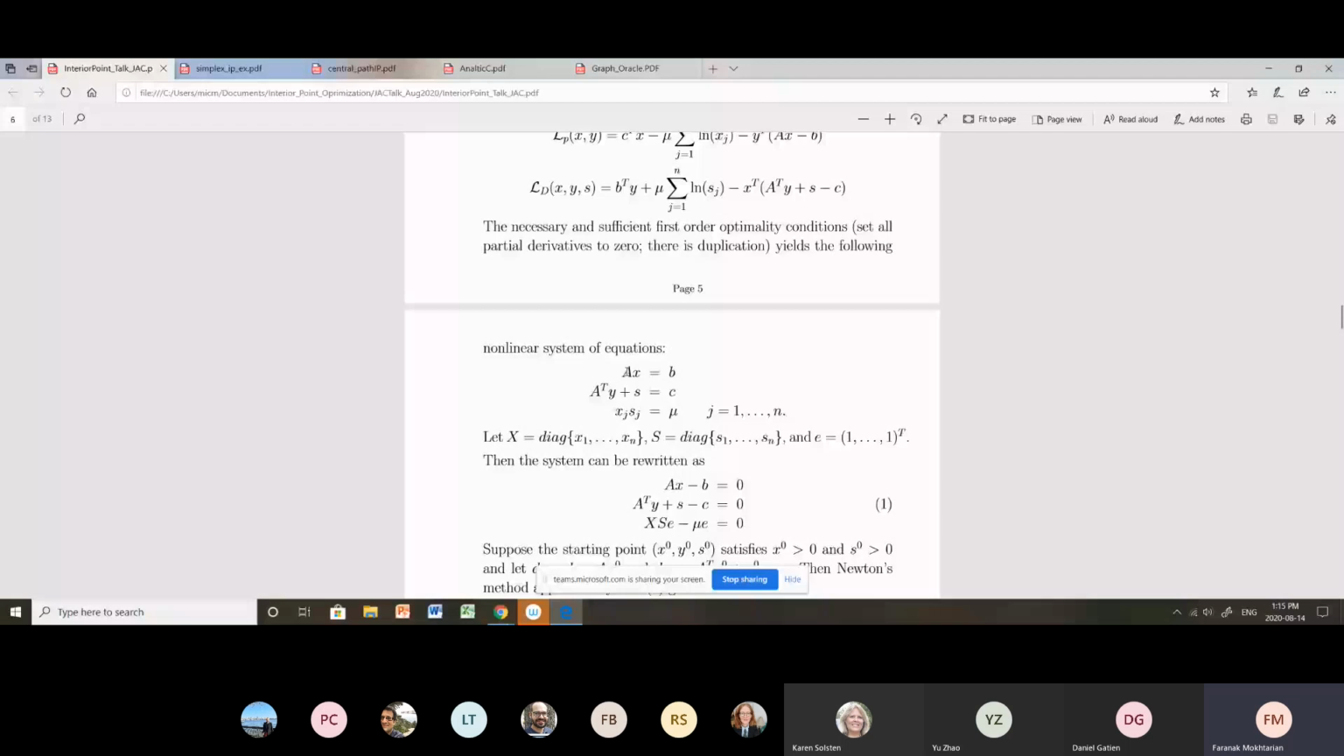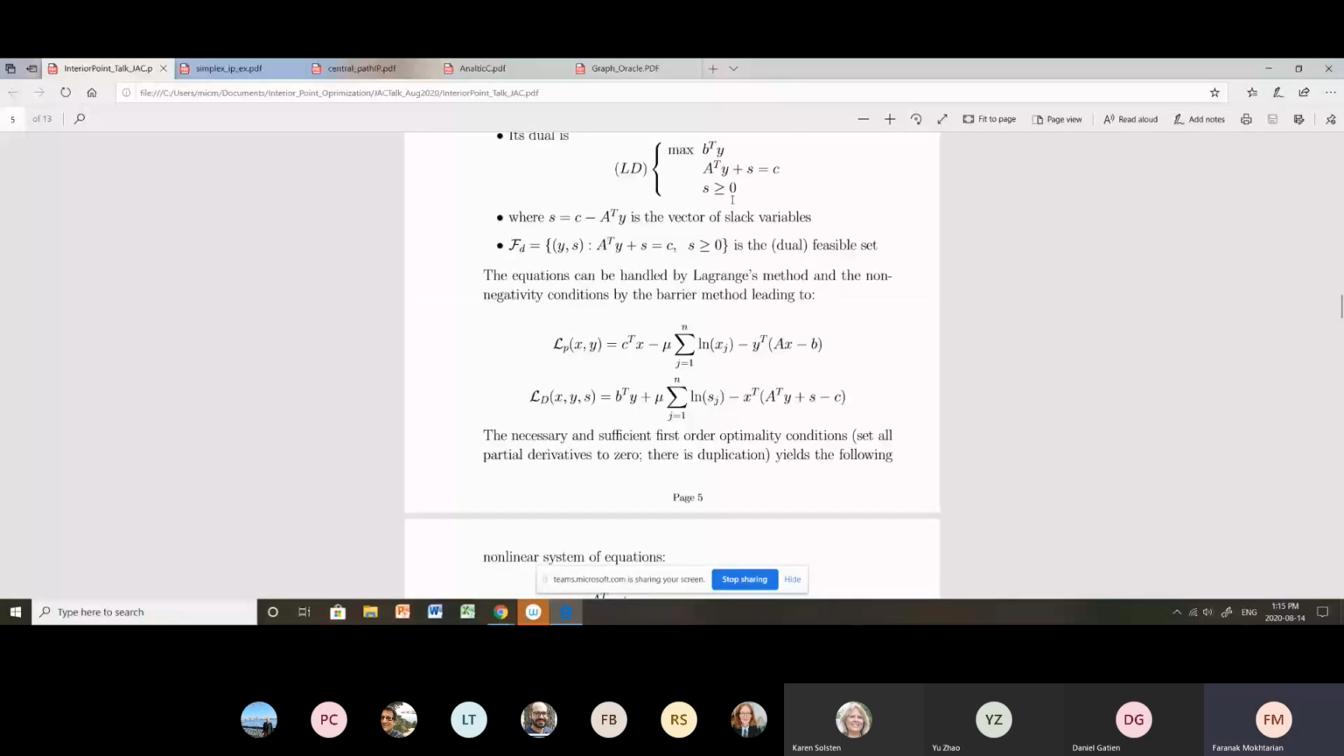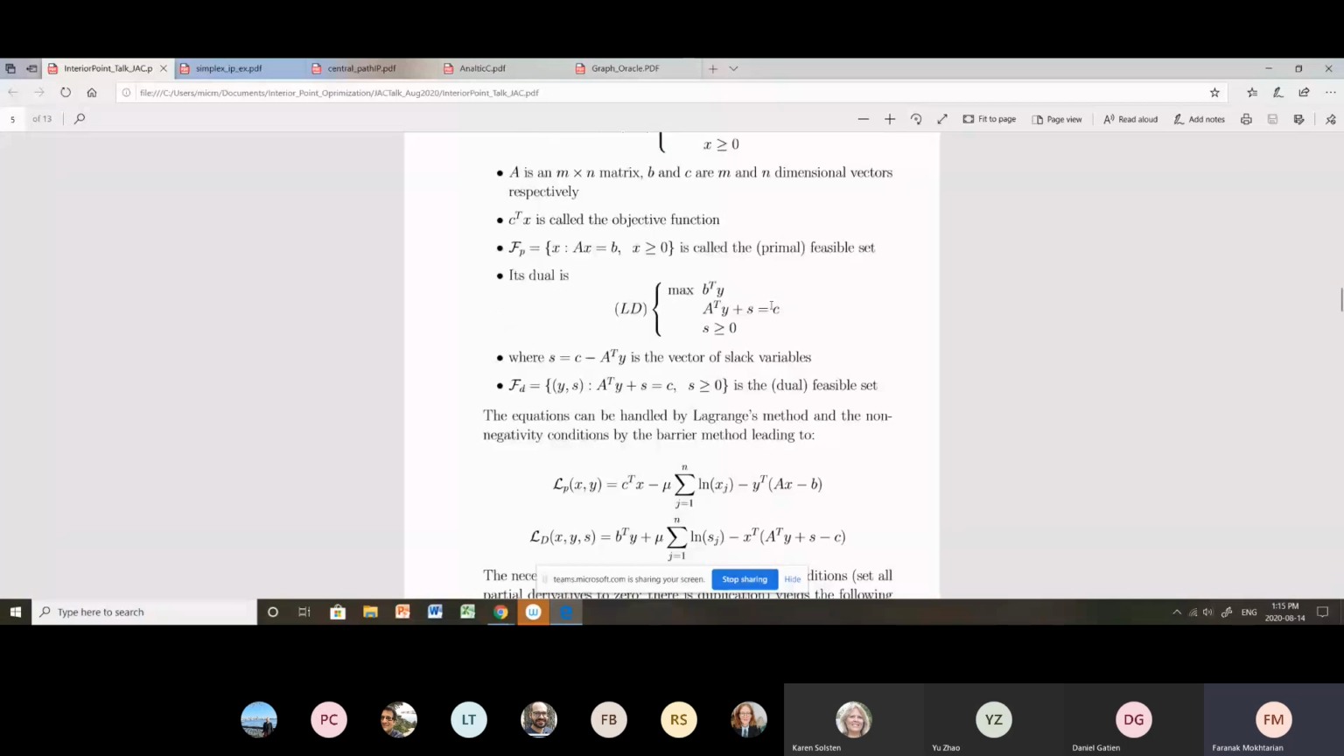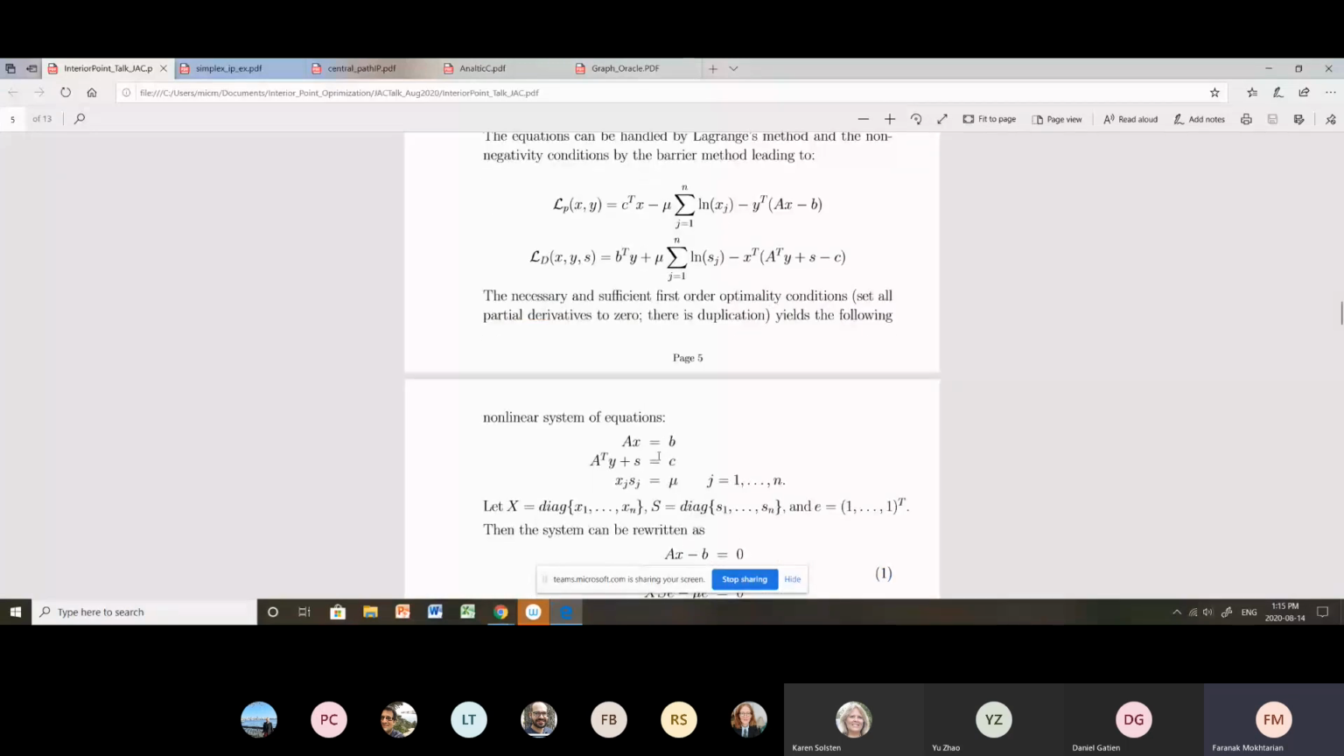The first one is actually part of the primal feasibility. It has to be AX equal to B. The second one is the dual feasibility here. And this one is known as approximation to complementary slackness. So writing the optimality conditions leads to this system, which can now be solved using Newton's method.